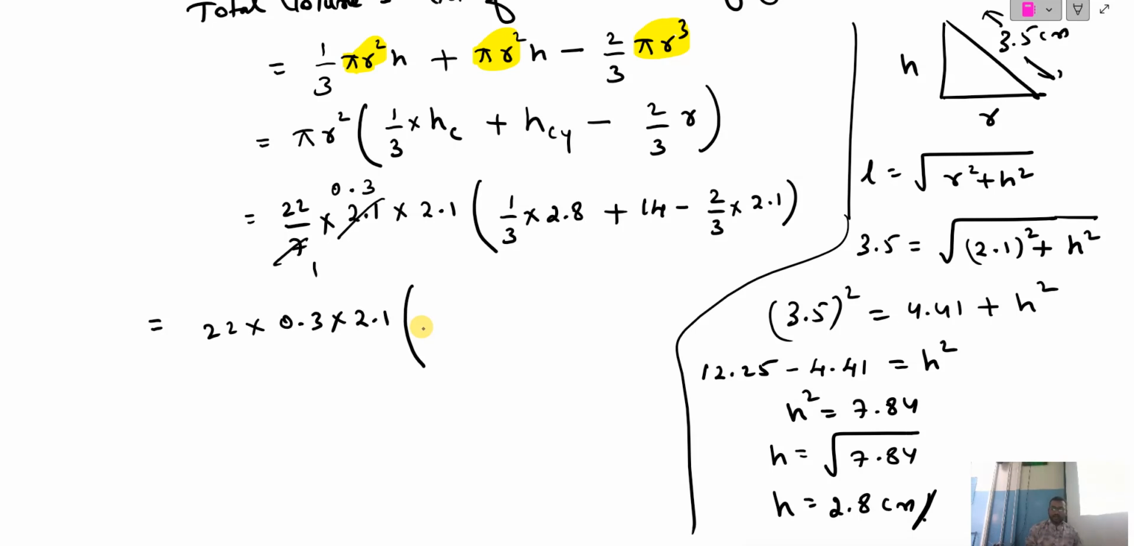Open the bracket. 3 ones are 3, 3 eights are 24, 3 nines are 27. Does it go? Yes, sir. 327 and then 1 we will carry on for 18 now. How will you calculate 2.8 by 3?